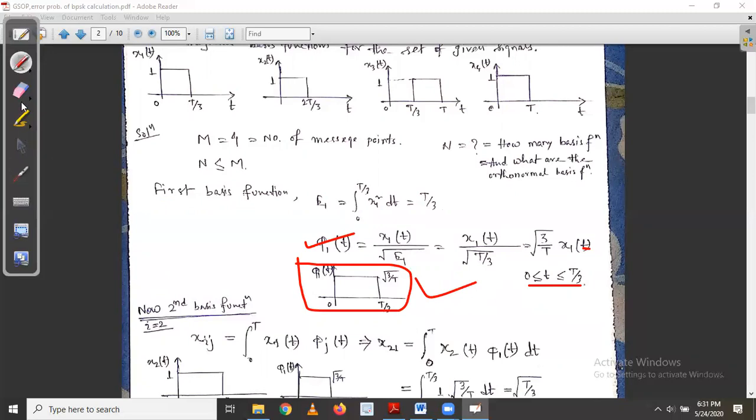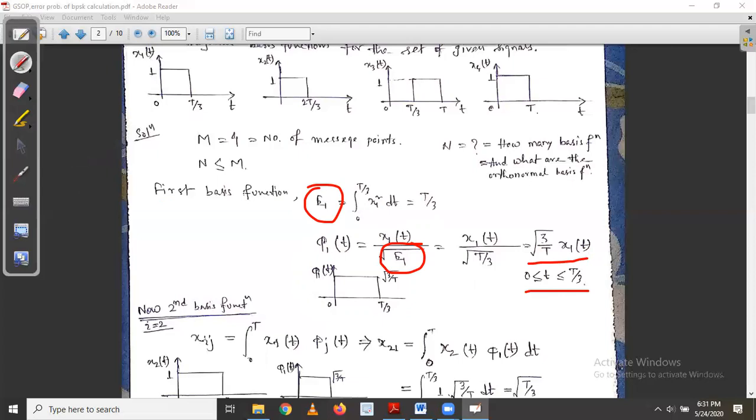So that is the process of how we calculate the first basis function. To calculate the first basis function, first you calculate the energy of the first signal, put that energy here, and you will get the result. Definitely mention the range of small t, and draw what phi 1(t) looks like. The remaining basis functions we are going to discuss in the next video. Okay, now I'm going to stop this video.